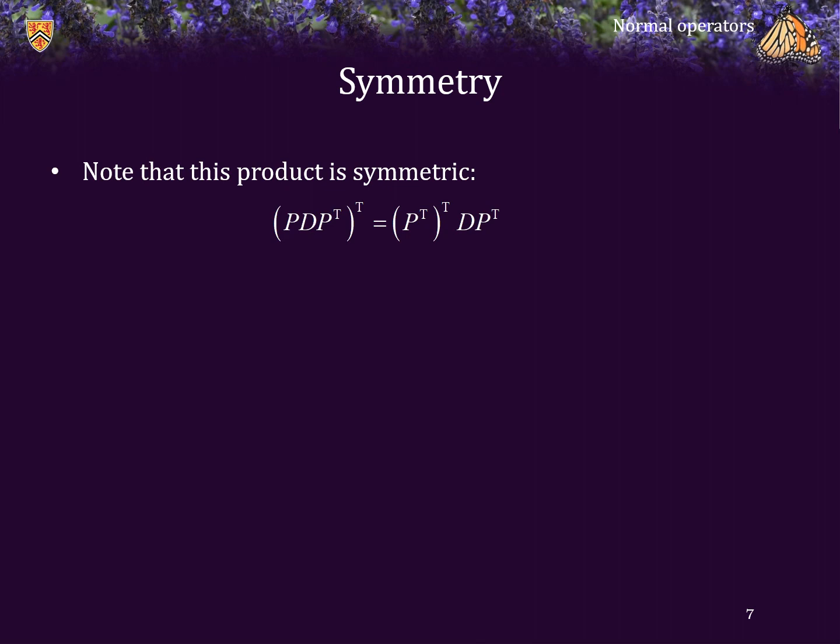Note that this product is symmetric. So if D is the diagonal matrix of eigenvalues, then the transpose of that product is equal to the transpose of each of the individual entries in the reverse order. The transpose of the transpose is equal to the matrix itself. The transpose of a diagonal matrix is equal to itself. So yes, we see that the transpose of the left-hand side equals the right-hand side, equals itself actually.